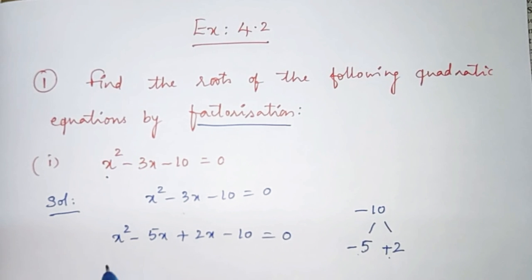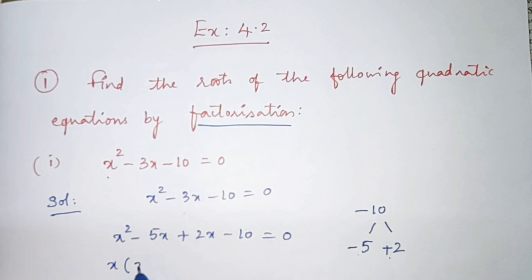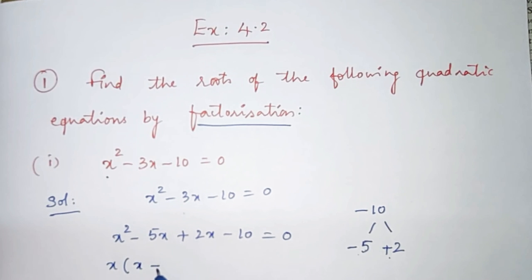Combine the first two terms. Take x common. The first term here is x square. From there I have taken 1x common, so 1x will be remaining. Write this minus sign. We have the next term as 5x, so x is taken common, and the remaining number is 5. Write that and write this plus sign.